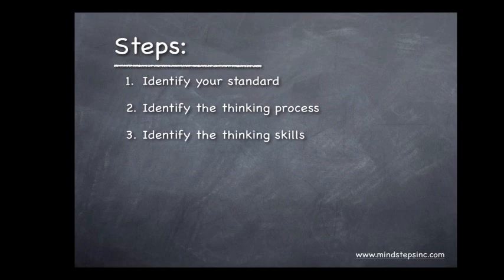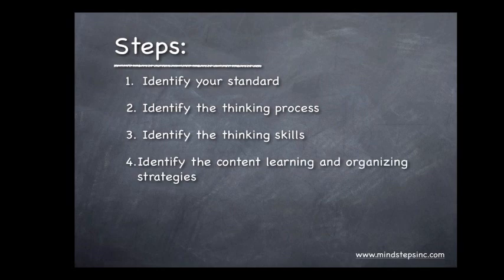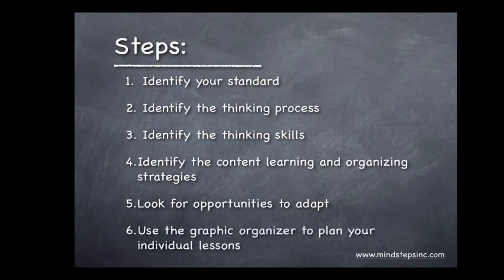So once you identify your thinking process, you're going to look at that process and figure out what thinking skills are involved. And then you'll identify the content learning and organizing strategies that you're going to use to help students develop the thinking skills, that ultimately develop the thinking process, that ultimately develops the student's mastery of the standard. And finally, you're going to look for opportunities to adapt. And then after you do that, you can use the graphic organizer to plan your individual lessons.